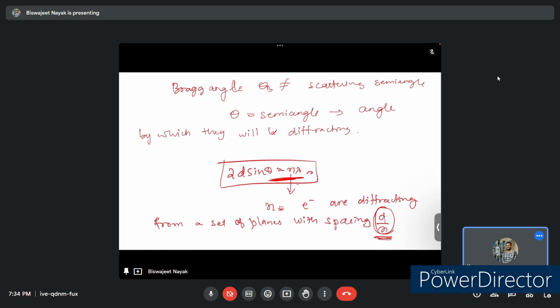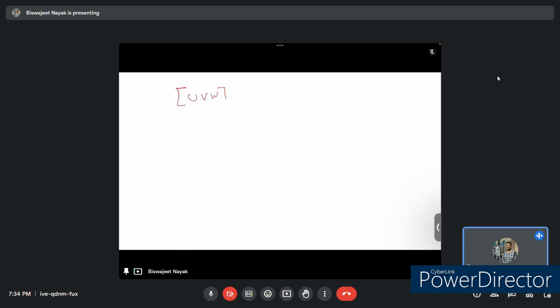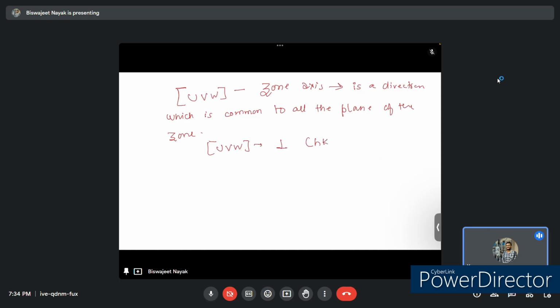So notation like this, UVW, is called the zone axis. It is a direction which is common to all planes of the zone. So this UVW notation is perpendicular to the HKL plane.